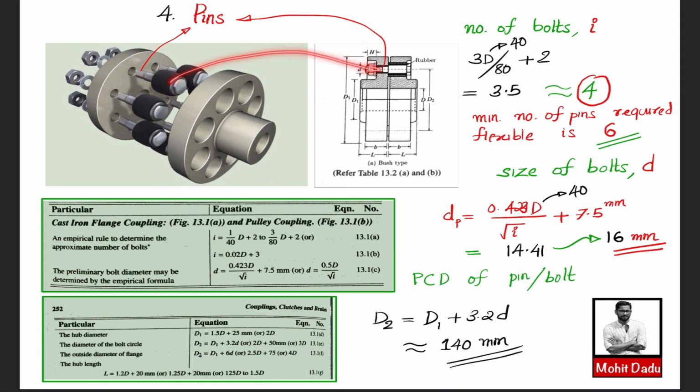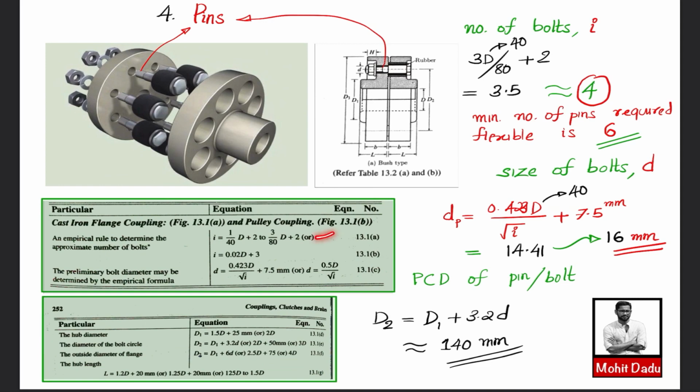So that is shown here. The pin is having some diameter, and that diameter we will be calling dp. Here we have to find the three major parameters. One is the number of bolts or number of pins, and we will be using the same equation that we have used for evaluating the number of bolts in the case of flange coupling.